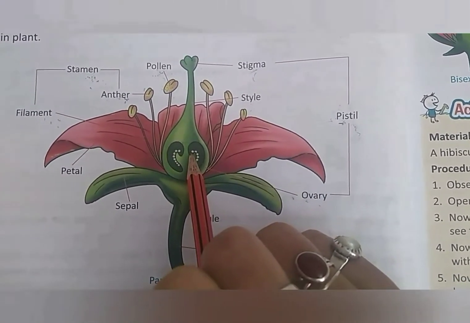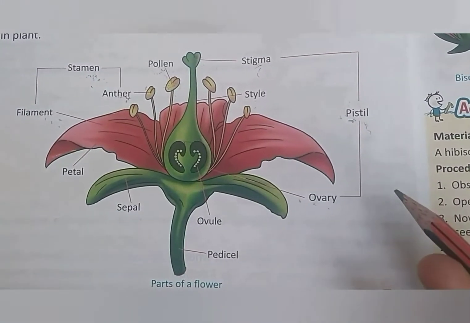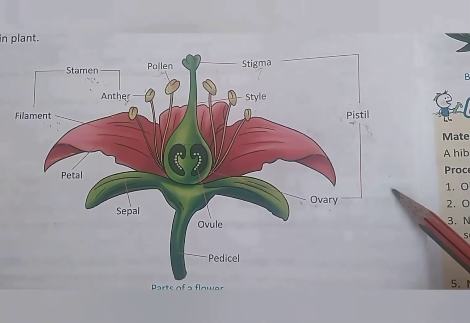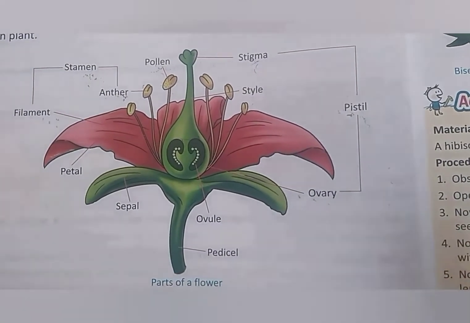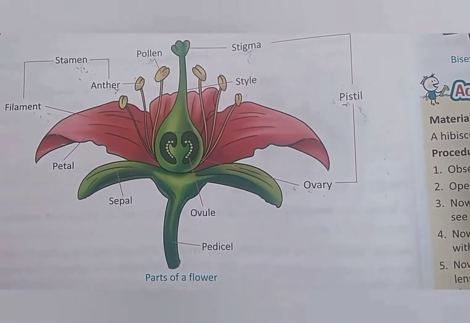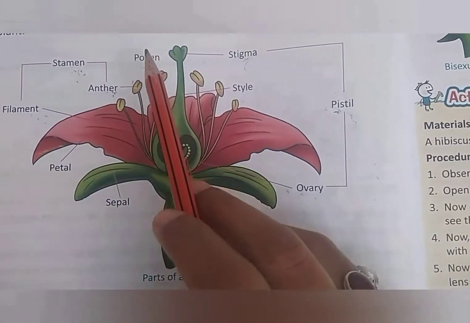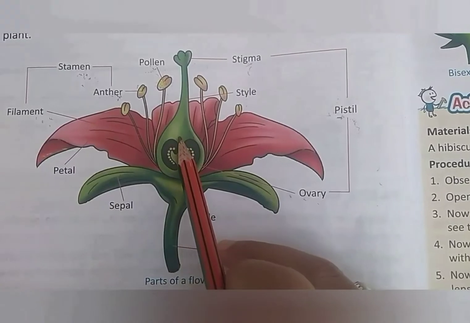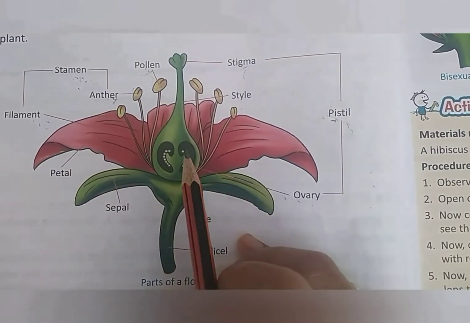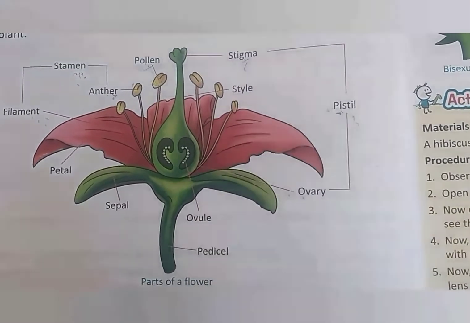Later on, when the seed gets proper conditions such as sunlight, water, and soil, it grows into a new plant. So how the pollen grains meet the female reproductive part and how it develops the seed, we will discuss step by step.